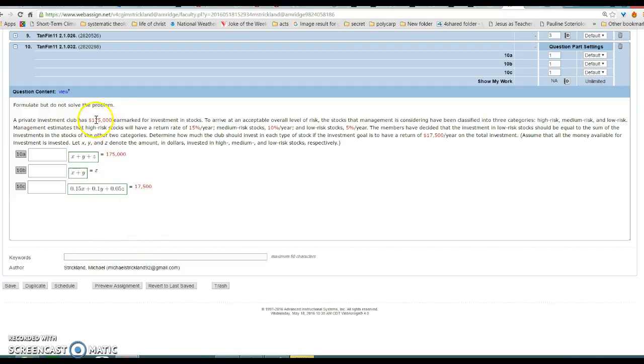You'll notice also that the numbers in red in the problem can change. So if you take the quiz more than once, these numbers will change. That's okay. If it says 200,000 here, you write 200,000 there. And if it says 20,000 here, you write 20,000 there. If it says 20% here, you write 0.20 there. If it said 15% here, you write 0.15y, and so on.